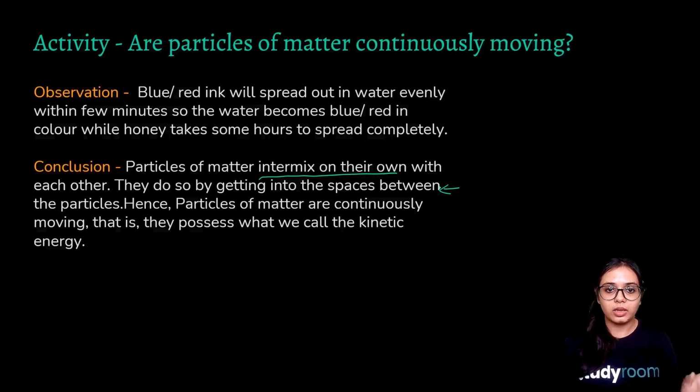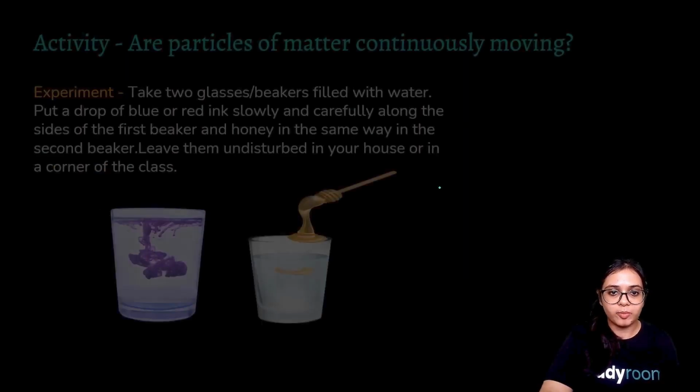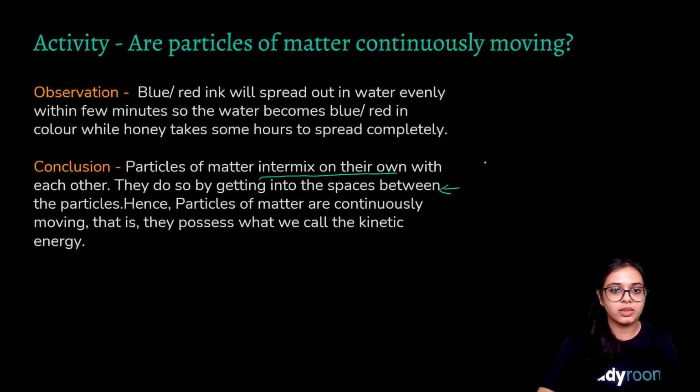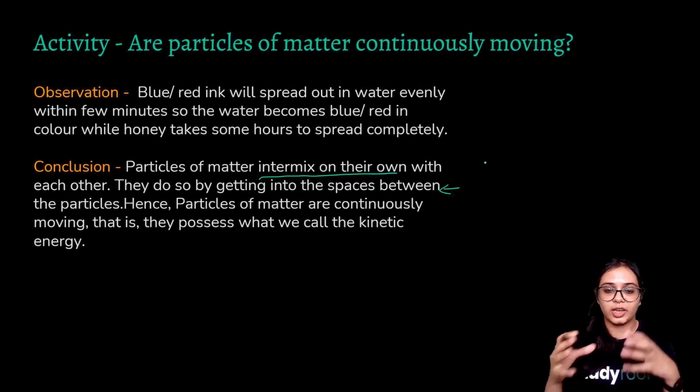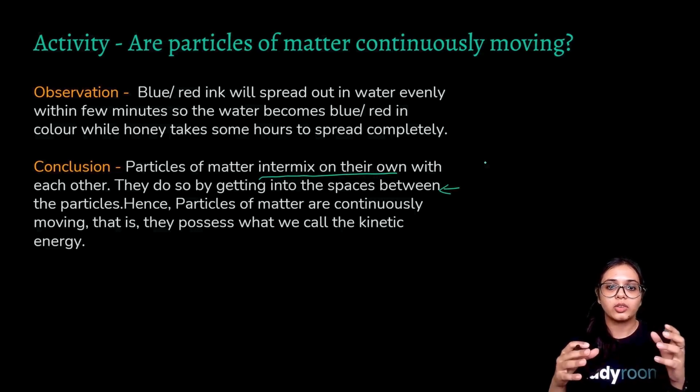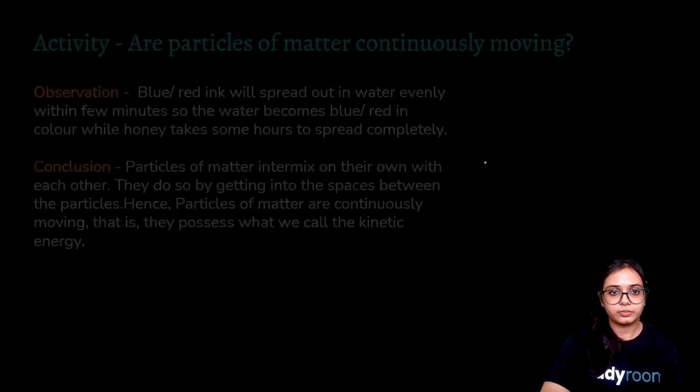That is why they get intermixed on their own, and they do so because they possess an energy which we call kinetic energy. So the particles of matter intermix on their own, but why are they doing so? They're doing so because they have a particular amount of energy, and even if you leave them undisturbed, the particles of two different types of matter intermix on their own with the help of this kinetic energy that they have. So they are in a constant state of bombardment and continuous movement.